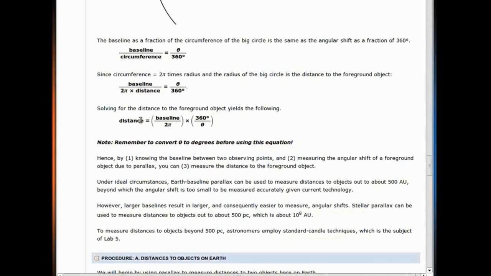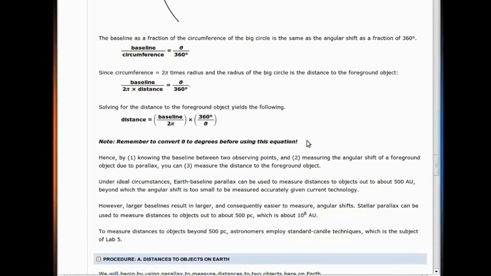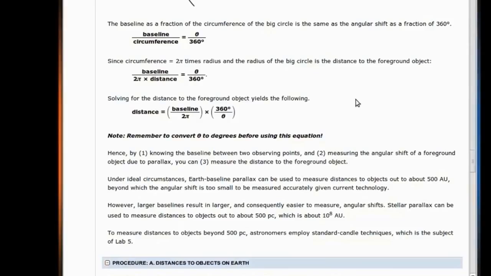Because we want our distance to be in some normal unit of distance, meters, AU, kilometers, whatever it is we happen to be using. Well, if our baseline is in those units, 2 and pi are just numbers, there are no units there, and if we have degrees over degrees, those units will cancel. So whatever units we use for our baseline, those will be the units for our distance as well. So keep that in mind when using this equation.